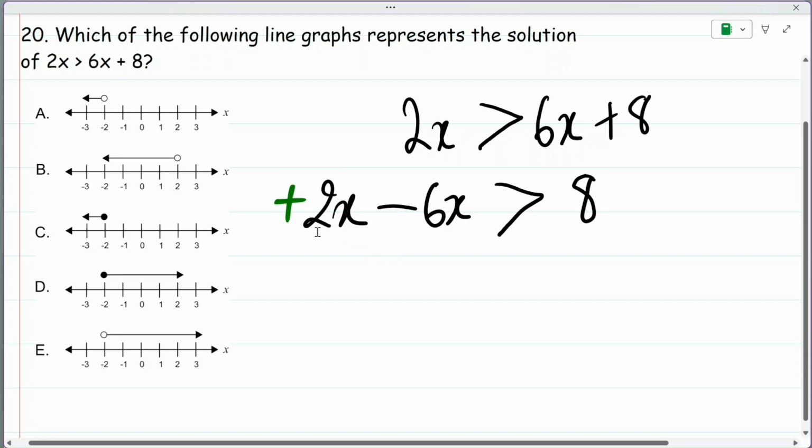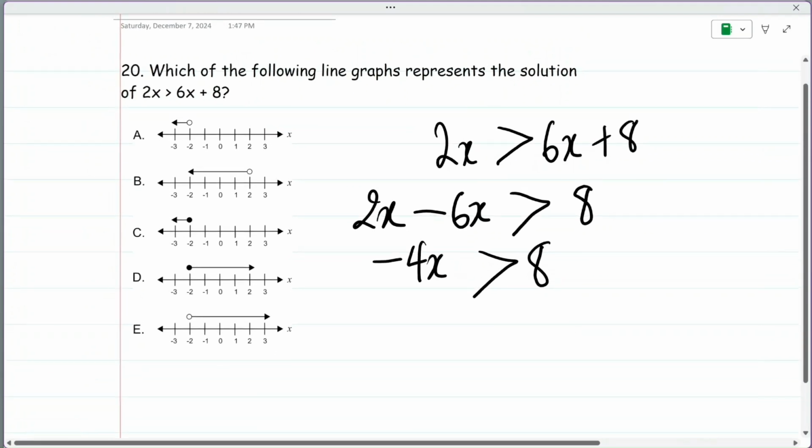It's like saying you have 2 apples and you're owing 6. If you pay 2 apples from the 6 you owe, you still be owing 4. You can use your calculator to do 2 minus 6, you get minus 4. Then you add your x to it. You have minus 4x is greater than 8.